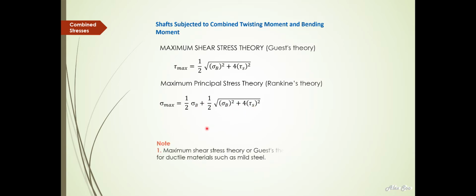Take note, maximum shear stress theory or Guest's theory is actually used for ductile materials such as mild steel. And the maximum normal stress theory or the maximum principal stress theory, sometimes known as Rankine's theory, is used for brittle materials such as cast iron.